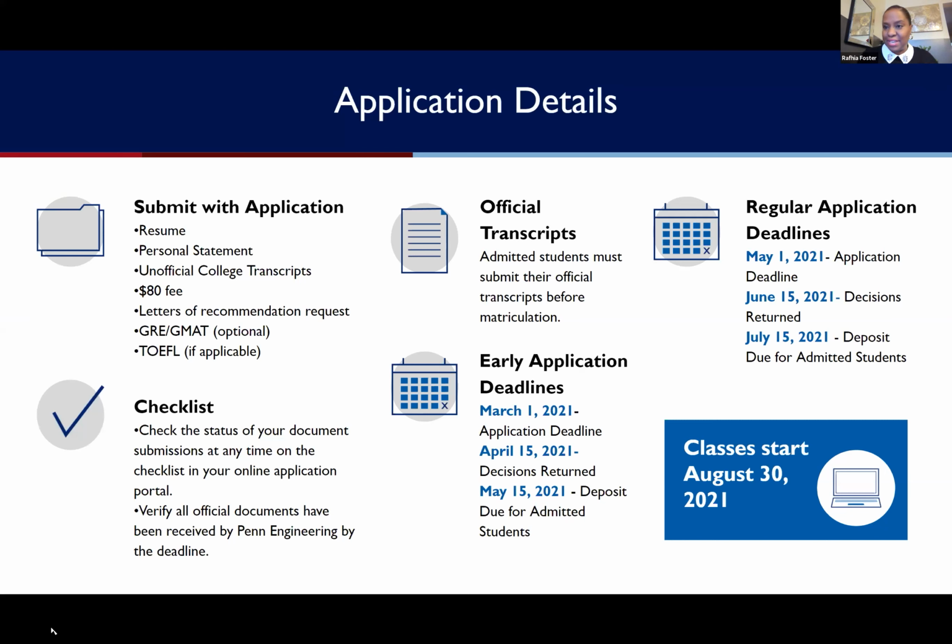And so you'll see here the deadlines when you'll find out. We don't operate on a rolling admission deadline. So when you apply, you'll find out on a specific date, you'll receive your decision. So for early application, you'll find out April 15th. And for regular decision, you'll find out on June 15th.